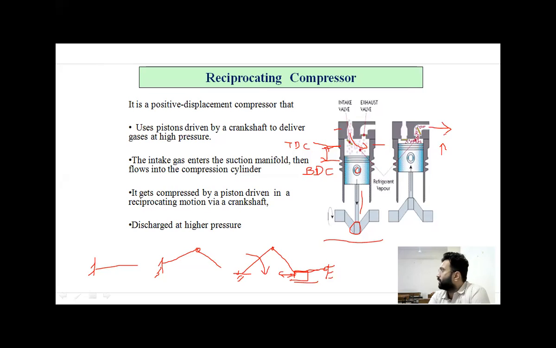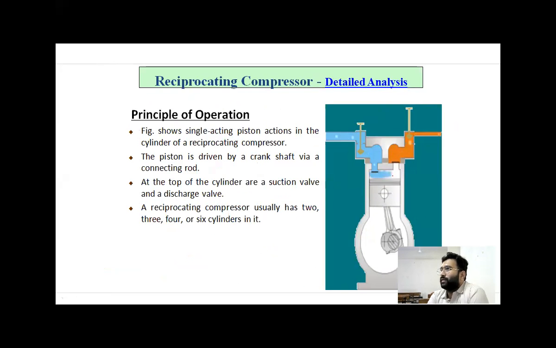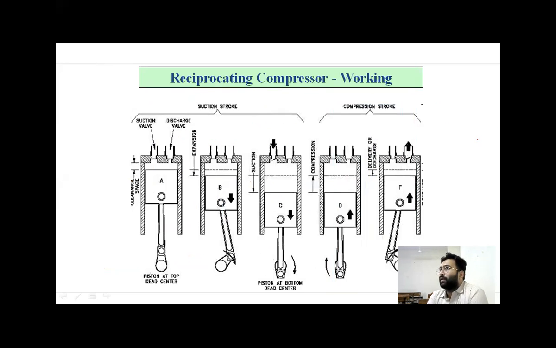Okay, so understood? Tomorrow we'll go like that. This is a working animation. Air is taken inside, compressed, and the compressed air is taken out. This point we covered in the last lecture.